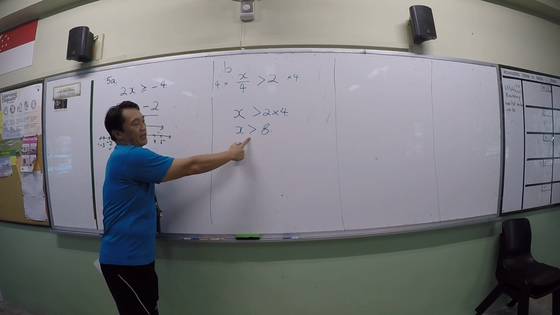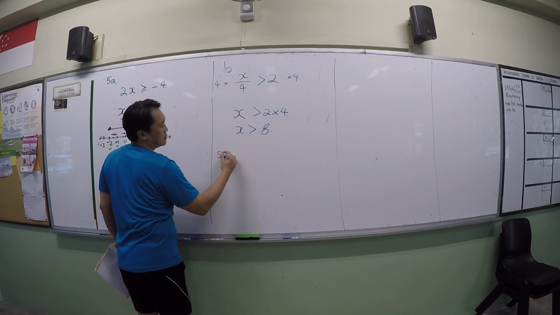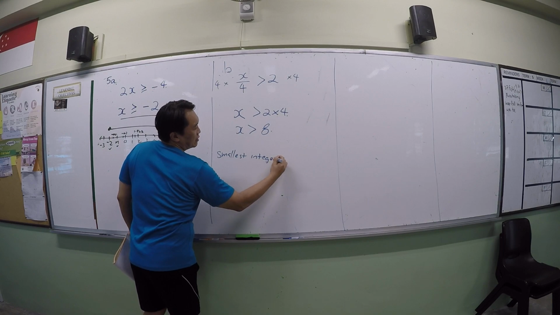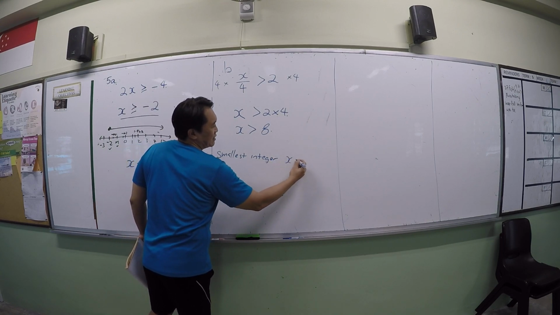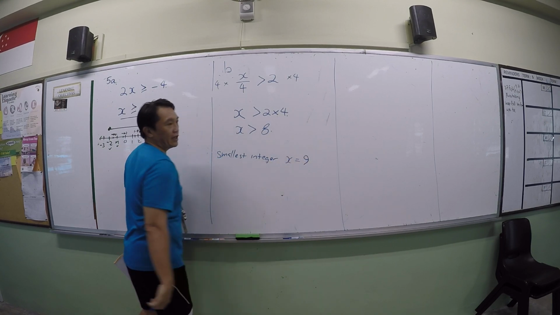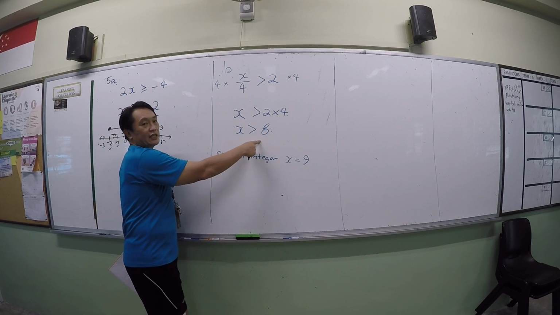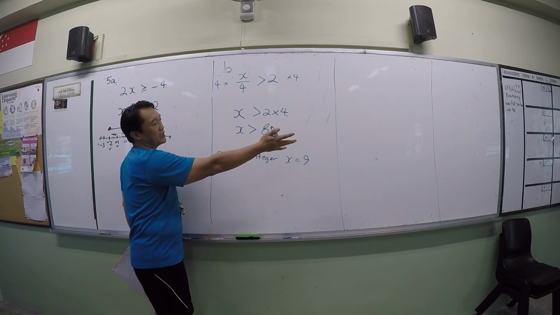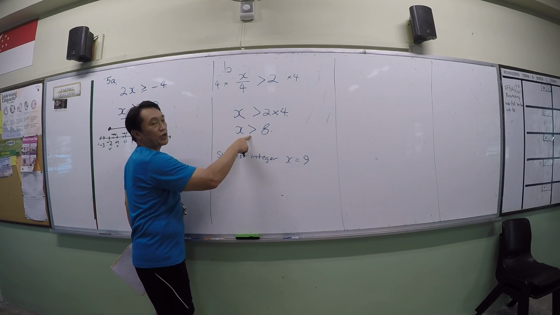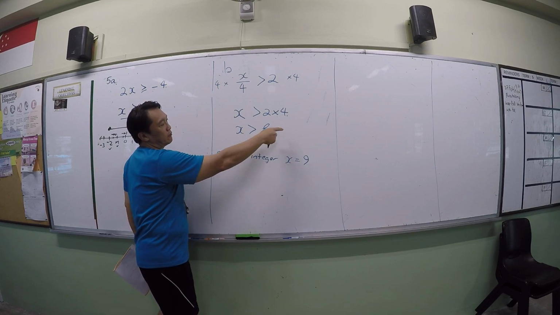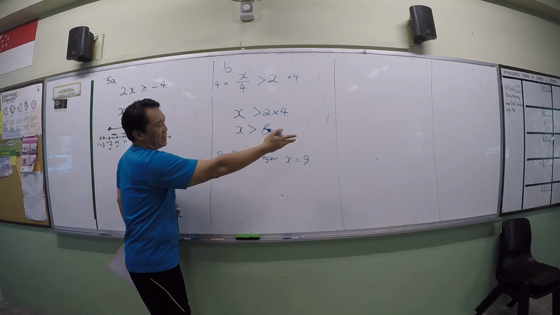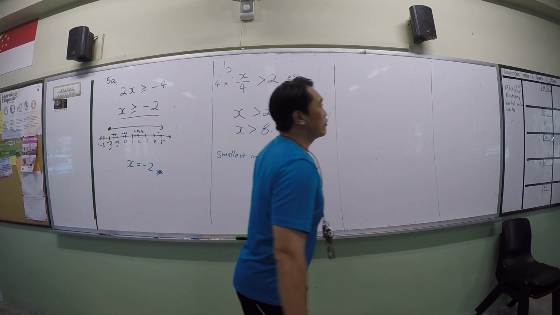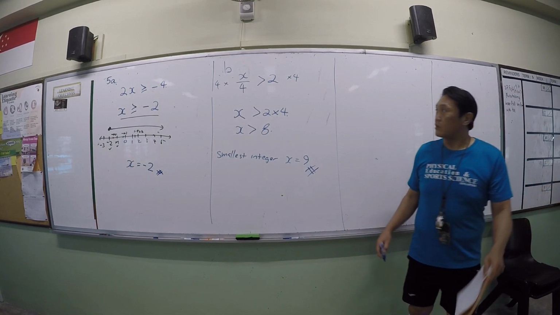Strictly larger than 8. So the smallest integer, smallest whole number x must be equal to 9. Because strictly larger than 8, it can be 8.1, 8.2, 8.3, but all these are not integers. It cannot be 8 because it is strictly larger. So finally 8.999, then 9 is my smallest integer, because your question wants the smallest integer.